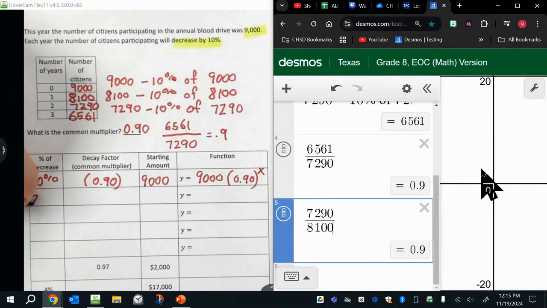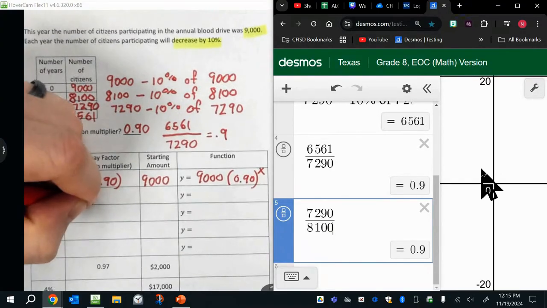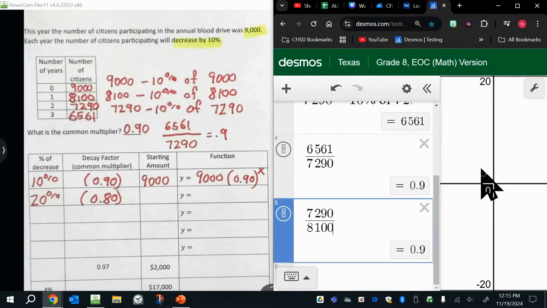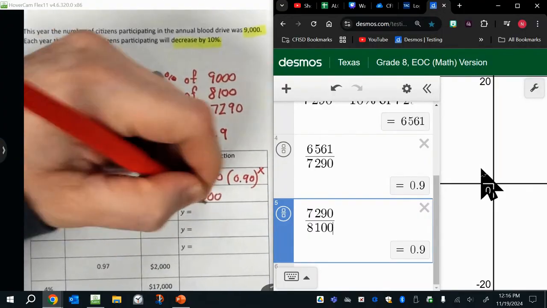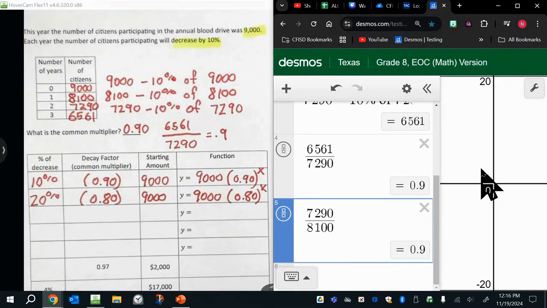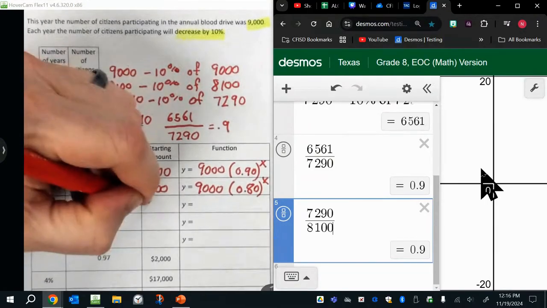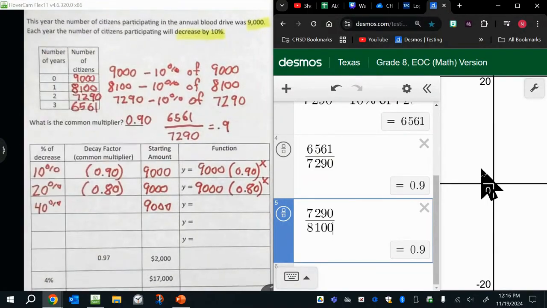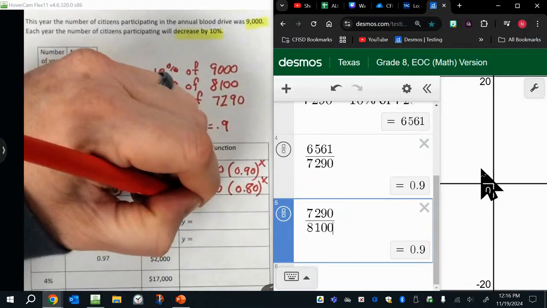Well, what if it was 20%? What would I have? 0.80. Maybe we still start at 9,000. Because I was taking 10% away, now I'm decreasing by 20%. So what's technically left is 80%. Say it's 40%, still starting at 9,000. So what would this be? 60%, that's what's left that you keep.